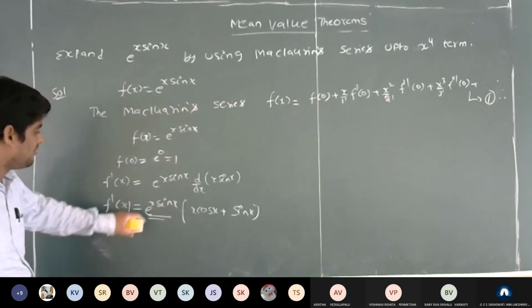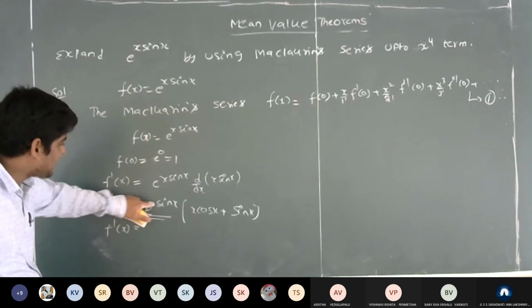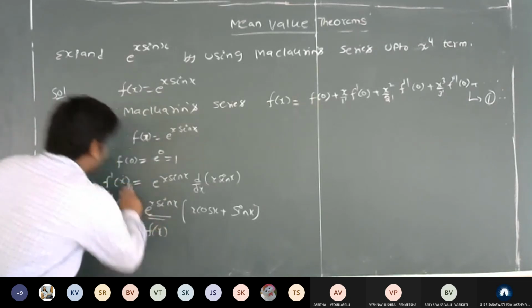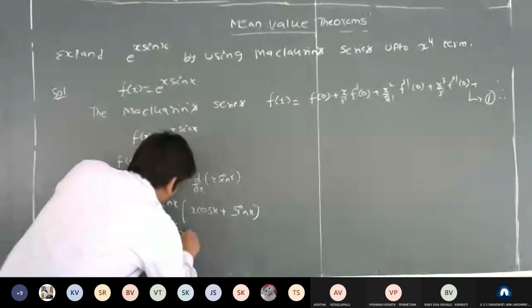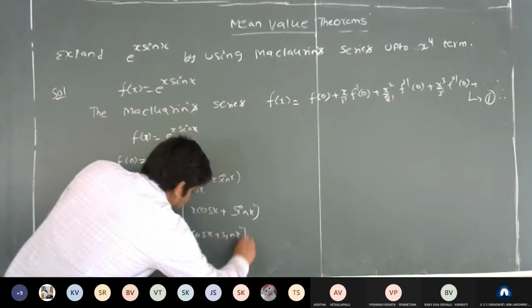So that means, to make the problem simple, I am writing e power x sin x by f of x. Right? So why? Because I know the value of f of 0. Because of that I am writing like this. So into x cos x plus sin x.